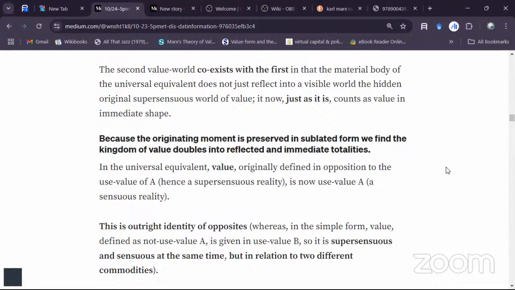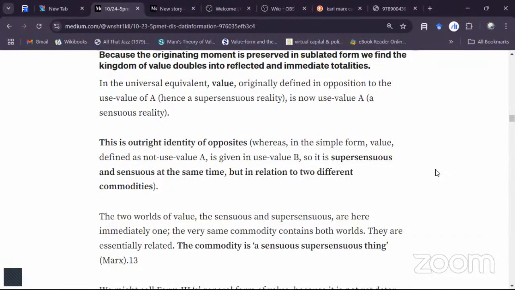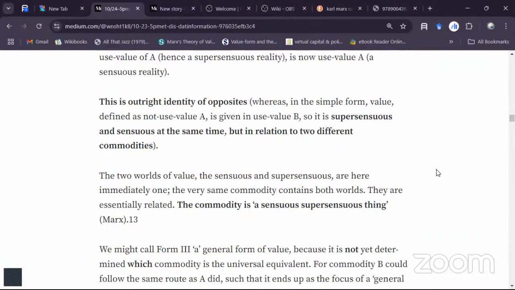Now, whether you can extrapolate that capital operates in this way is, you know, a kind of fundamental question, which Marx is sort of cogitating about in his earlier thinking about these things. The two worlds of value, the sensuous and the supersensuous, are here immediately one. The very same commodity contains both worlds. They're essentially related. The commodity, as I pointed out at the beginning of this yammering, is a sensuous, supersensuous thing.